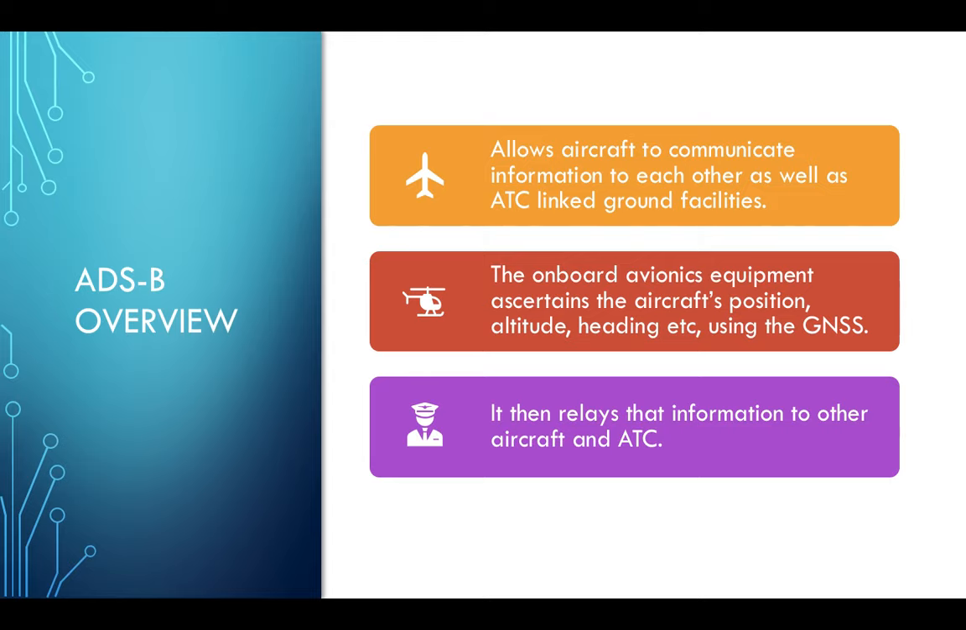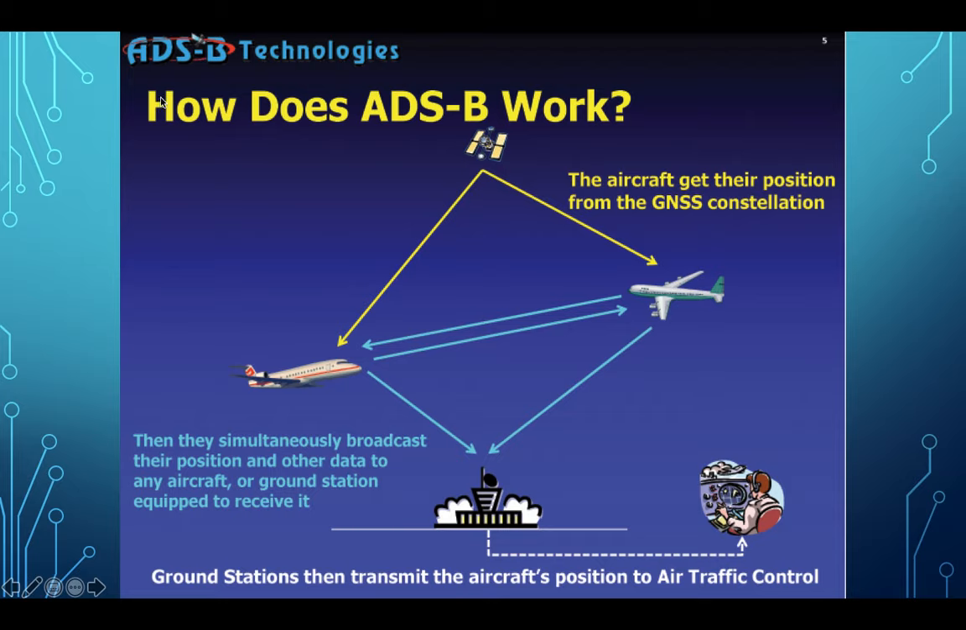Now, that information is sent to other aircraft that are in the area, and it's also sent to air traffic control ground facilities. So ATC can see exactly where you're at, and other aircraft can see exactly where you're at. That's what I was talking about with that two-way street. This is just a graphic of how it works.